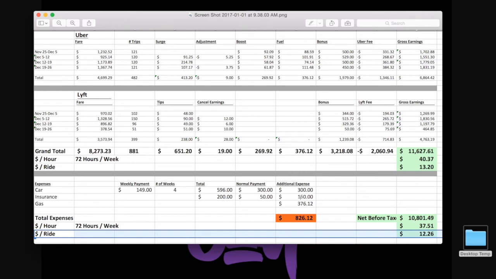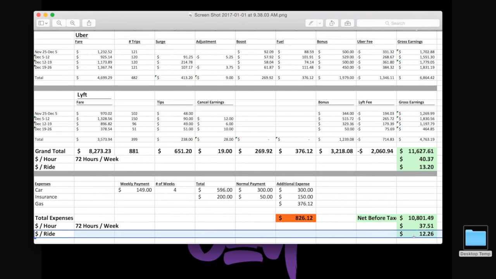I'm paying an extra, I estimate, $150 a month for my insurance. I pay Metromile about $200 a month. Normal insurance, low ball would be $50. And then I pay a total of $376.12, and that was my total gas bill for the 4 weeks. So in total, I had $826 in expenses. Even when you subtract the expenses, I'm still making over $10,000 a month. That's $37 per hour and $12 per ride.